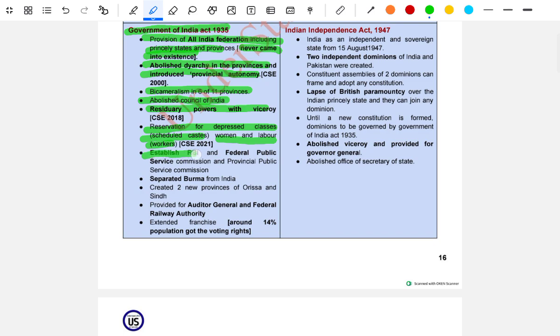It established the RBI, the Federal Public Service Commission and the Provincial Public Service Commissions. It separated Burma from India. It created two new provinces, Odisha and Sindh. It provided for the Auditor General and the Federal Railway Authority. It extended the franchise, and about 14% of the population got voting rights.